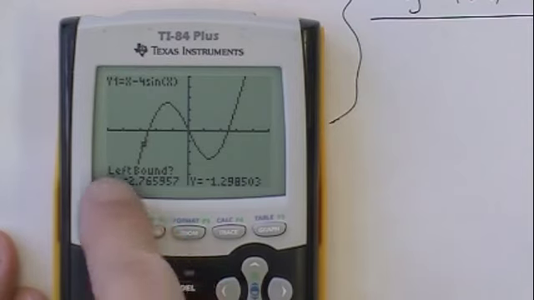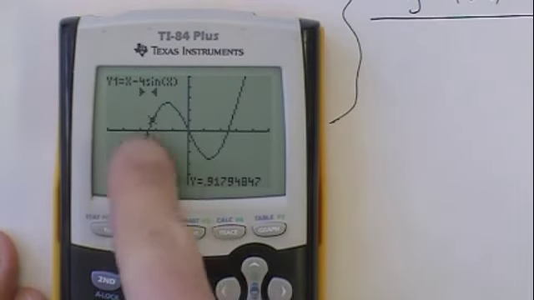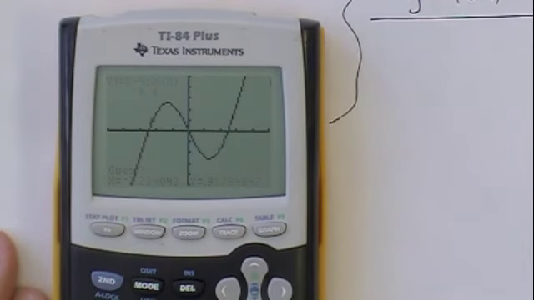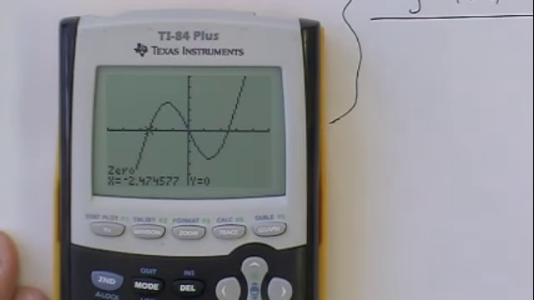right here as well. So I'm going to hit the left bound, I'm hitting enter, and now I'm going to go right bound, hit enter. So it's going to find my 0 in between those two values, and it just found that for our x values at -2.47. We could do the same thing on this other side to find our 0 there.